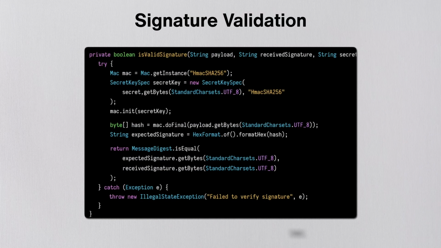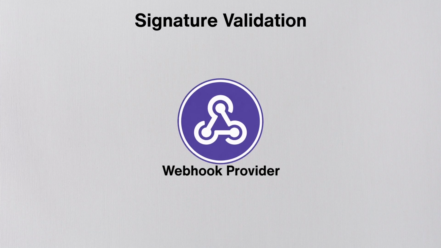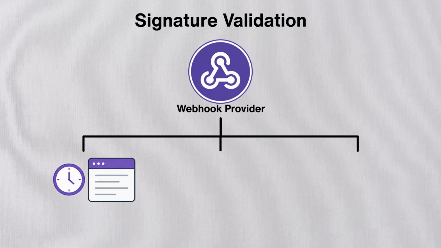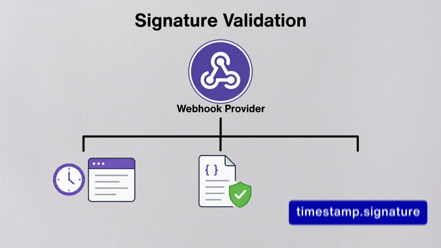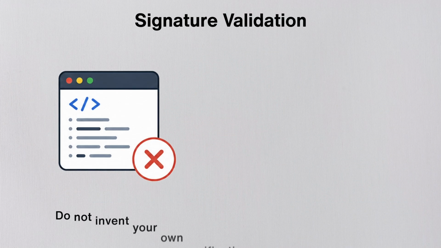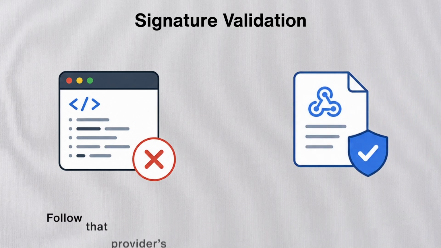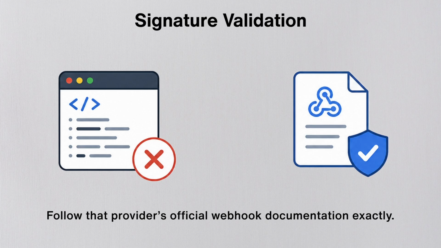Here is a simplified HMAC example, which is hash-based message authentication code. The exact implementation depends on the webhook provider. Some providers include a timestamp, some sign the raw request body, some use a format like timestamp.signature. So the key lesson is this: do not invent your own verification rules for the real provider. Follow the provider's official webhook documentation exactly.